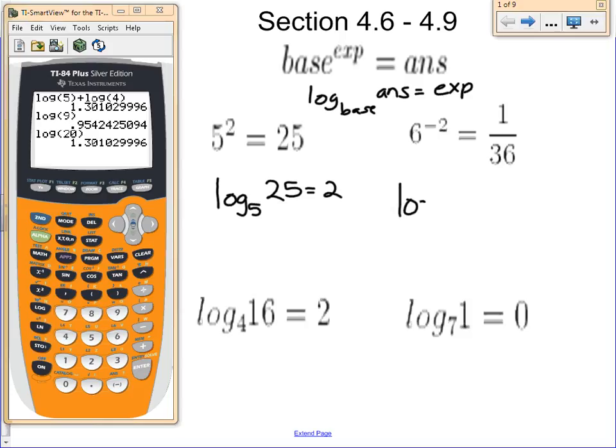So the log base 6 of 1 over 36. Again, what do I do to the base 6 to get it to 36? Square it. How do I move it to the bottom? Make it negative. So the log base 6 of 1/36 is -2. Again, do it real quick. Do log 1/36, make sure that 1/36 is in parentheses, divided by log 6, and it'll be -2.